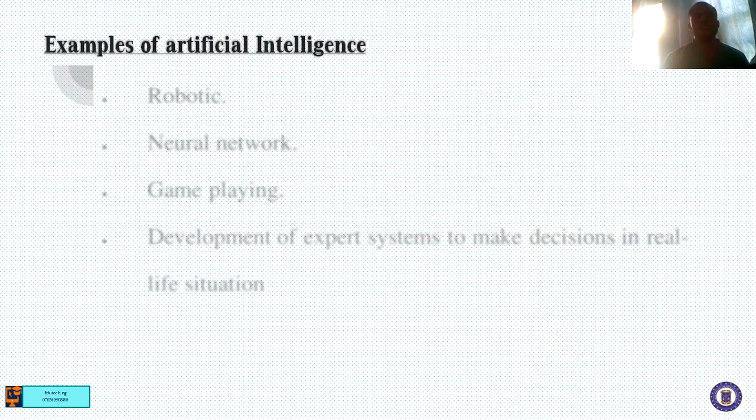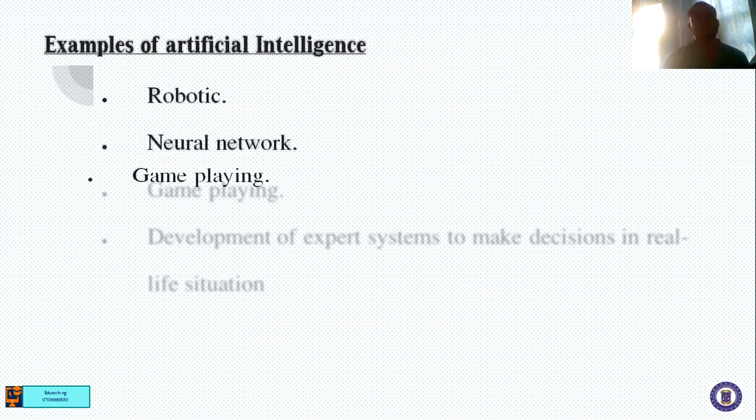Example of artificial intelligence. Number one, we have robotics. Number two, we have neural network. The neural networks are networks that are used to connect the robots, to make them behave, to make them act like human beings, to carry out every activity that the human being carries out. For example, they can run, they can talk, they can communicate. So this neural network is used to connect the robots to carry out all this.